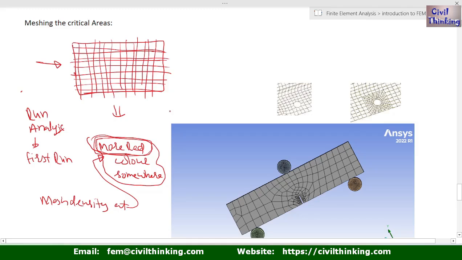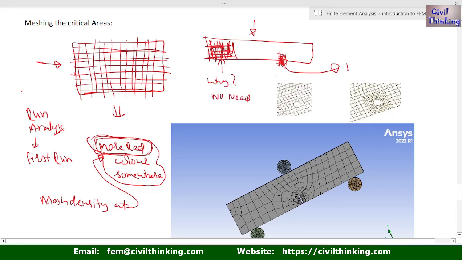So if your focus is, for example, let's talk about a beam. Now when you apply a load, you are interested in, for example, the stress at this point. So instead of increasing the mesh density everywhere, you will increase the mesh density only here, so that your computation time is saved. Of course you can increase the mesh density everywhere, but why? No need.